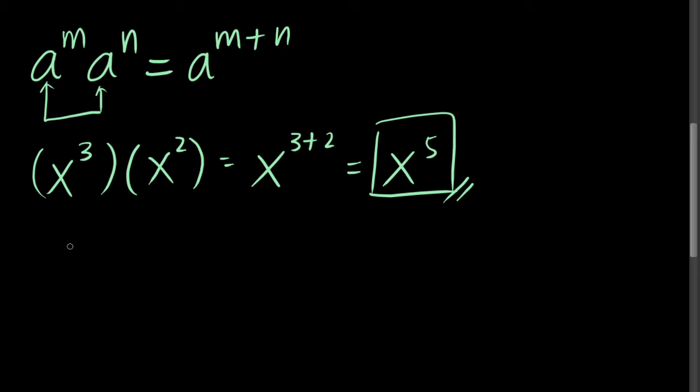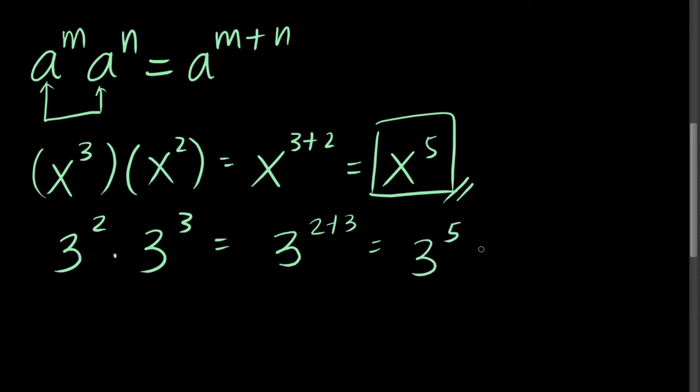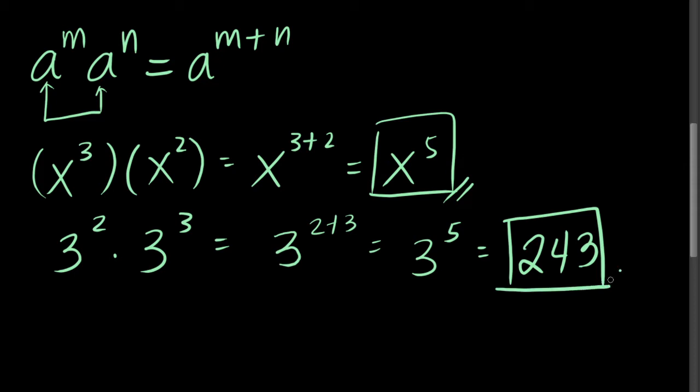Okay. Another one, you can also see 3 squared times 3 cubed. Since they have the same base 3, it's 3 raised to 2 plus 3, which is equal to 3 raised to 5. But if it's a number, you can solve that with your calculator. 3 raised to 5 is equal to 243.